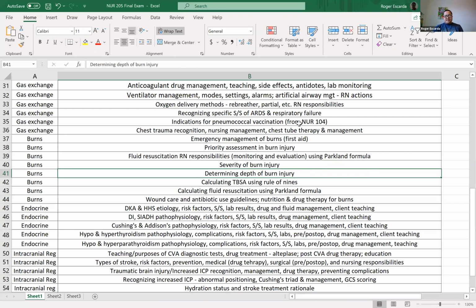Ah, right here, determining the depth of burn injury. Okay, so line 41, this would answer that test question. So the only way to recognize it is to know table 26-1. This classifies it according to the depth. So we have superficial burn, superficial partial thickness, deep partial thickness, full thickness, and deep full thickness. So the American Burn Association has expanded it from the simple first, second, third, and fourth degree burns to now 5 burn classifications.